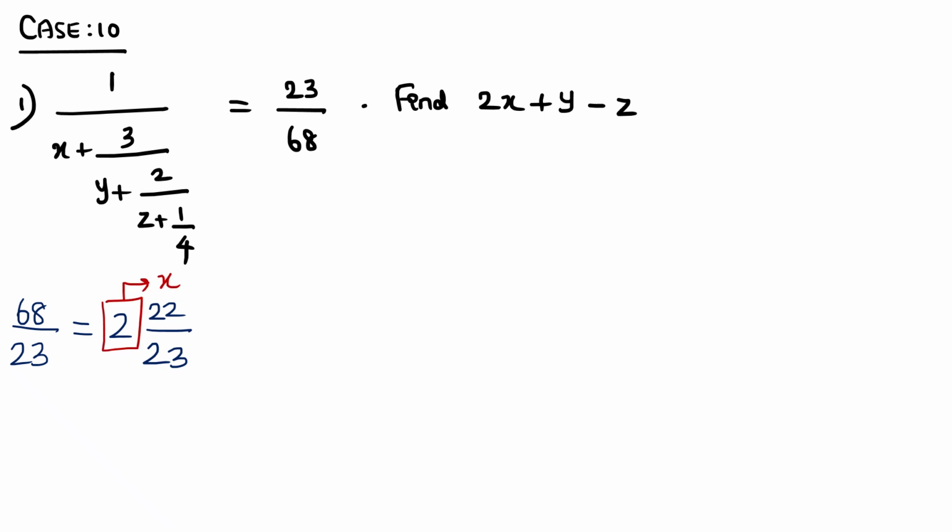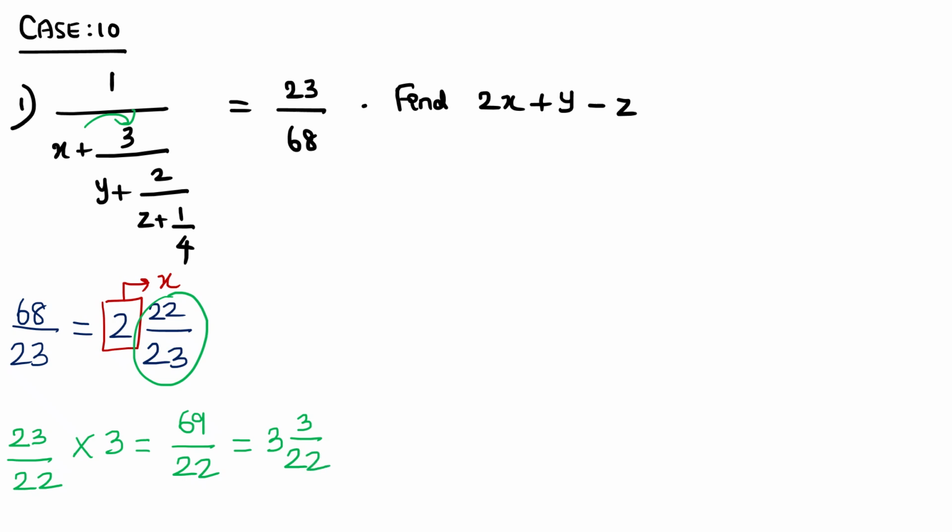Straight away to the x you have 3. So you have to reciprocal this number and multiply by 3. That's very important. That is 23 by 22 into 3 you have to do. So you will be getting 69 by 22. This one when you do, you will get 3 by 22. Then this 3 will be your y value.